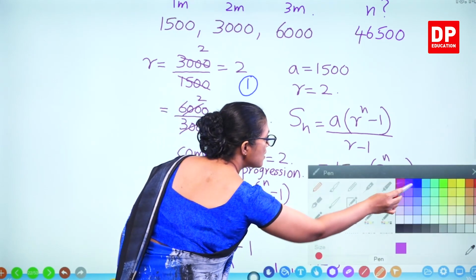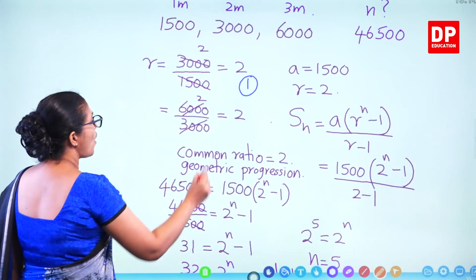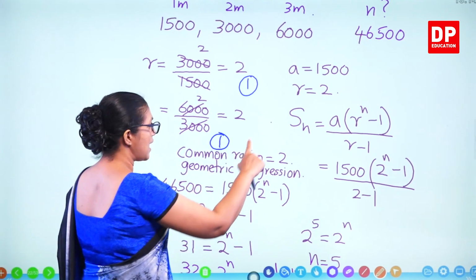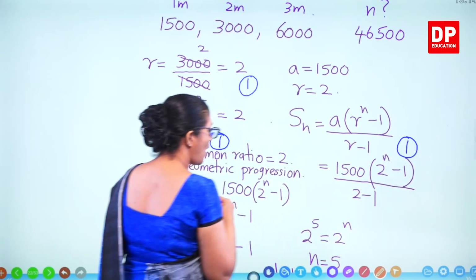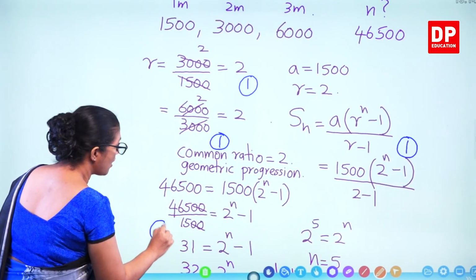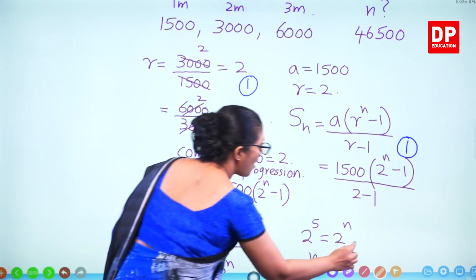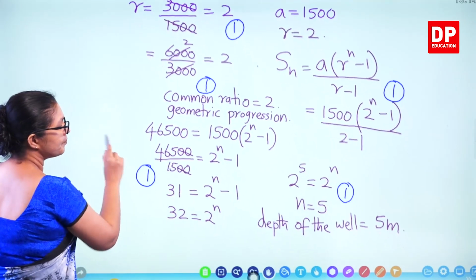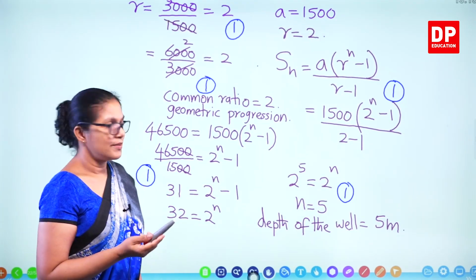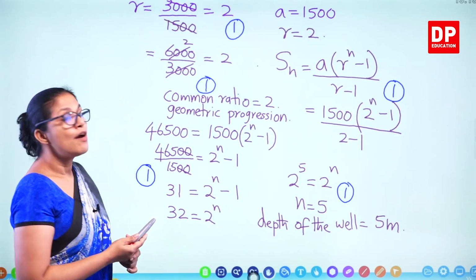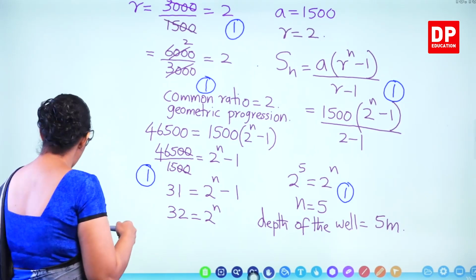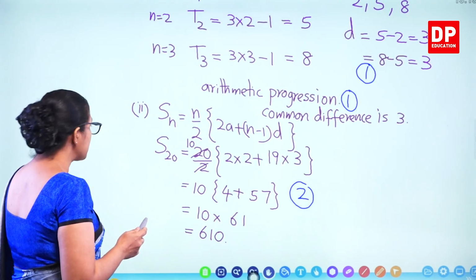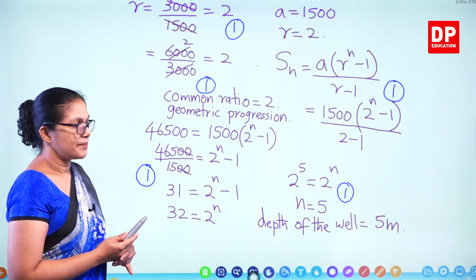That's why we can use this formula. So that's 1 mark. Identify the correct formula and then use Sn. This one 1 mark. Calculation 1 mark. And 1 mark for the final answer. And that's the depth of the well. So finding 5 meters. So altogether 5 marks for this question. And previous part we gave 5 marks. So altogether 10 marks for this question.